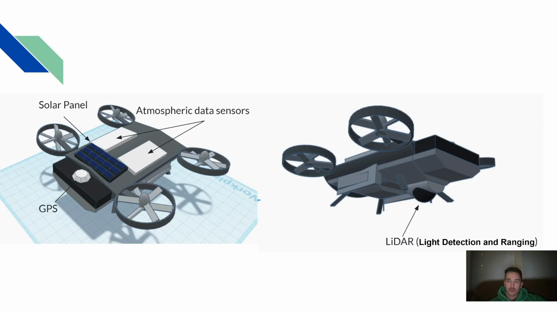Here we have the mechanical display CAD of the aerial drone. There have been slight modifications to the initial design with the integration of the atmospheric data sensors, GPS, solar panel, and LiDAR down at the bottom of the drone. The solar panel allows for longer flight times.